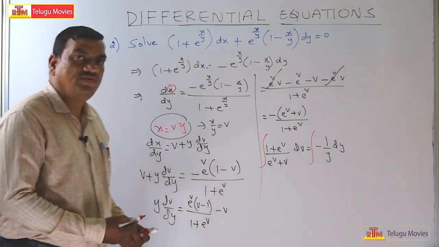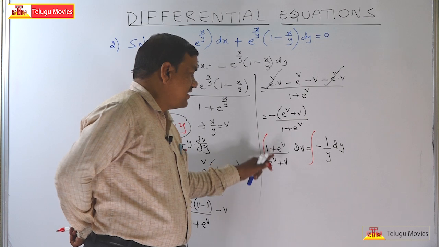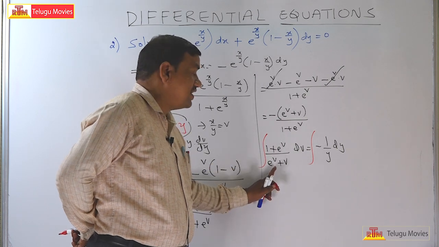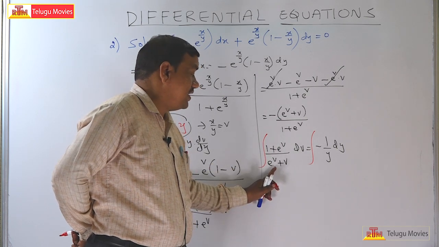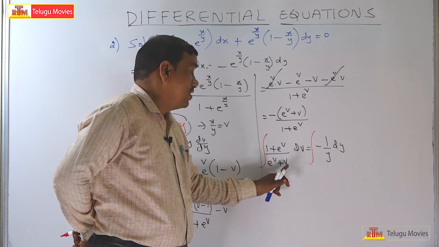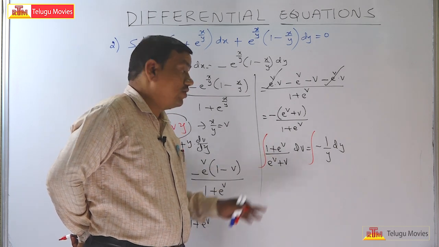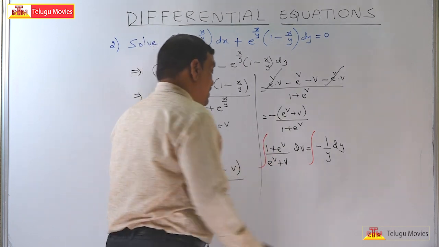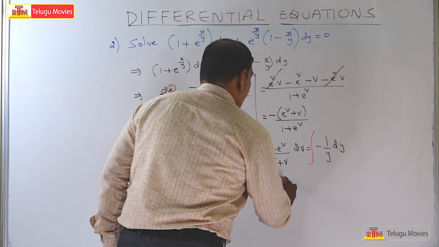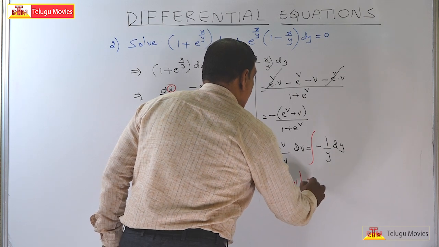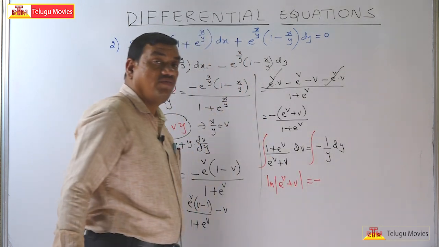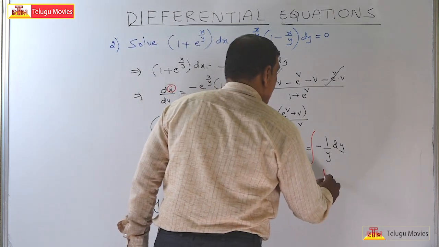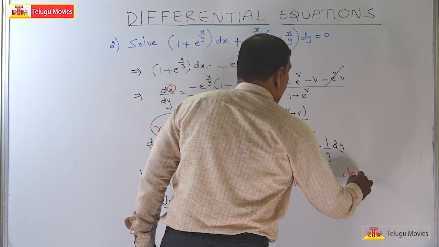Luckily, if you see numerator by denominator, what is the derivative of the denominator? The derivative of e power v is e power v, and the derivative of v is 1. Therefore, the derivative of the denominator lies in the numerator. Therefore, ln of e power v plus v is equal to minus 1 by y integral, which is ln of y plus ln of c.